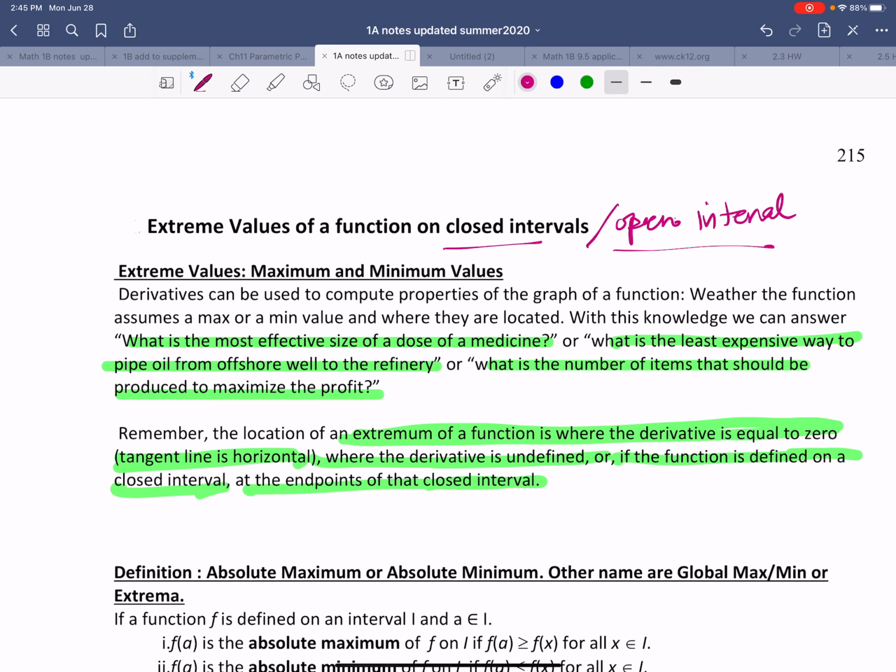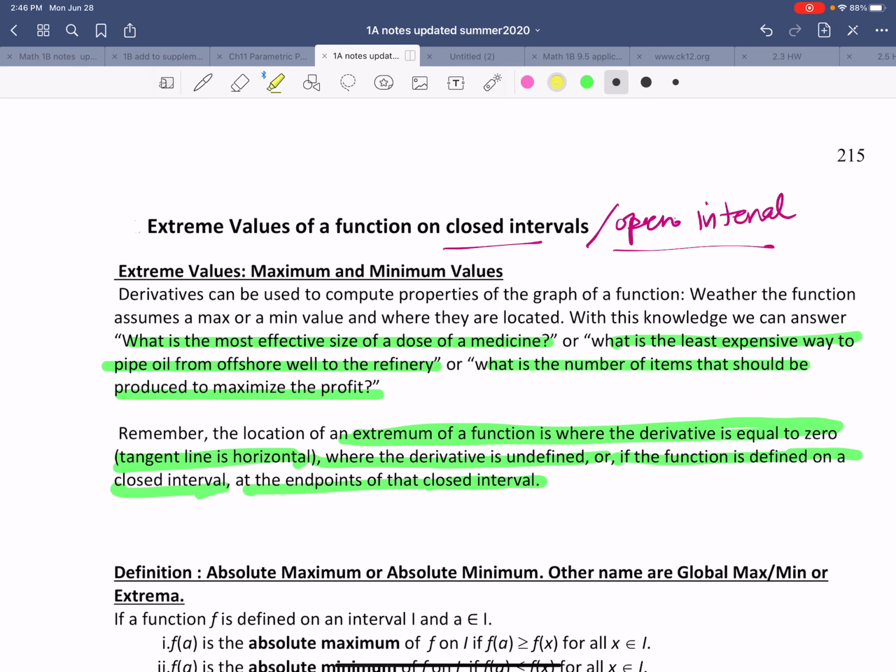So why do we need to find the extreme value? Because this is very useful in everyday life. We have to think what's the most effective size of dose of a medicine, or what's the least possible way to build a building or play yard or whatever. What's the number of items that will give me the maximized profit? So optimization, whenever we want to optimize a function, we need to think about either minimum value or the maximum value.